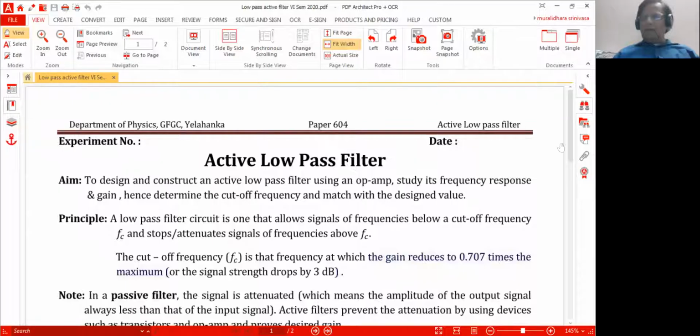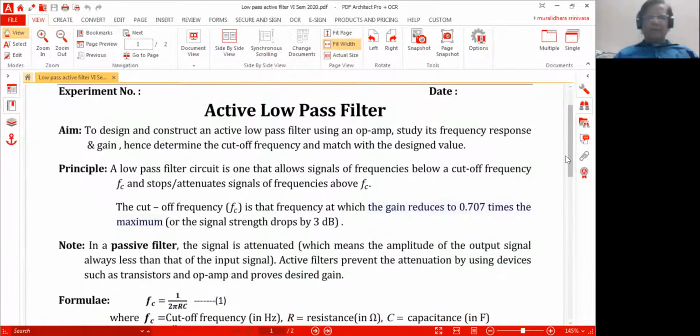Now, this is your sheet. Don't worry about the titles, they're all mine. So this is where we start. The aim is to design and construct an active low pass filter using an op amp, study its frequency response and gain, hence determine the cutoff frequency and match it with the designed value. This is the aim of the experiment.